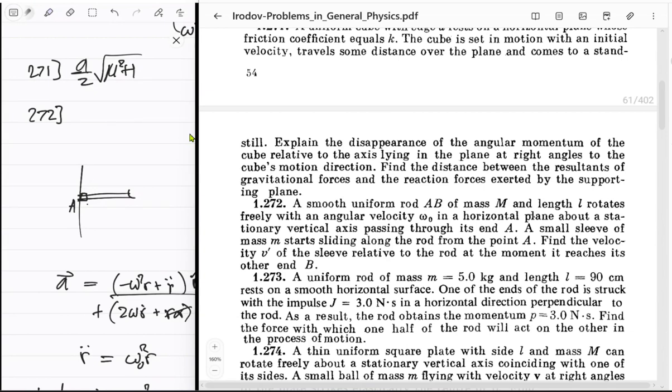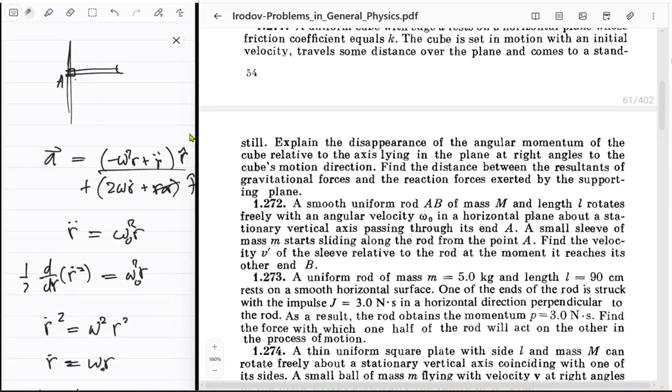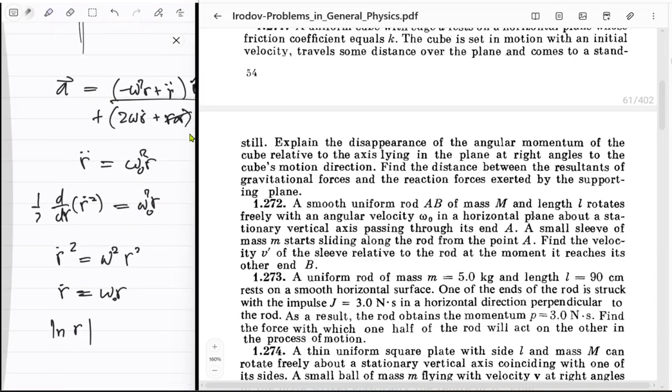So what would happen if your sleeve was really a point mass? Then it would just stay there forever, right? Because there is really no centrifugal force on this, so it would just stay there forever. Okay, that's what this is. So if it is actually not zero, it's at some distance already, right?